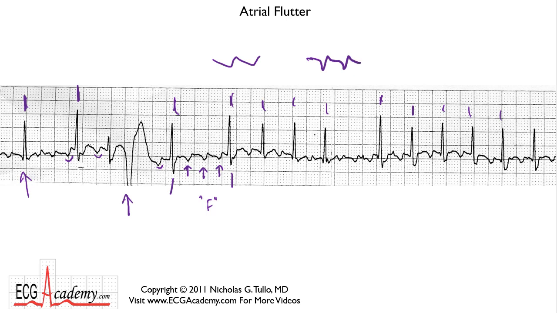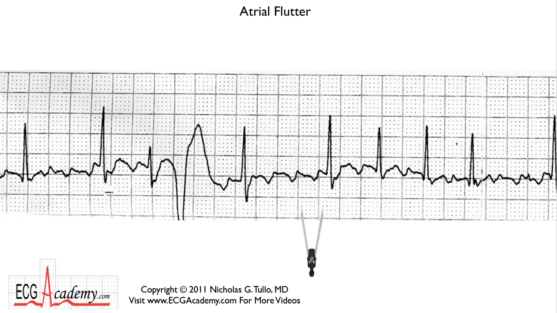But let's say we blow this image up a little bit, and we take a pair of calipers and put the calipers down on these flutter waves. You can see that they do map out very nicely. If you put the caliper down, it's somewhere a little bit less than 300 beats per minute, maybe about 275 or 280 beats per minute. The cycle length of the atrial flutter is about 220 milliseconds. You get 272, so that's pretty close.